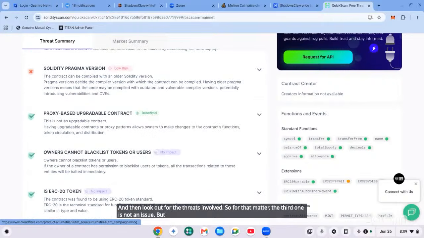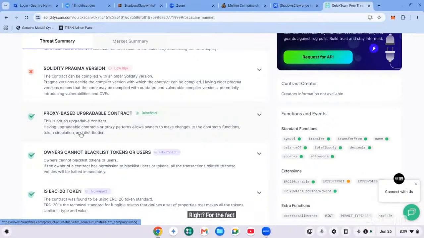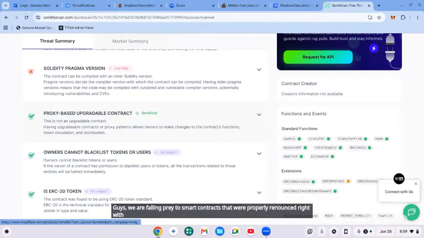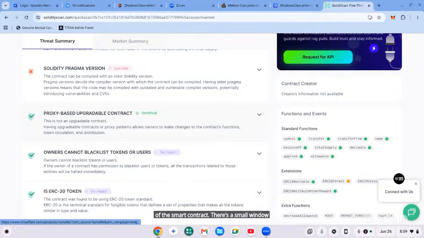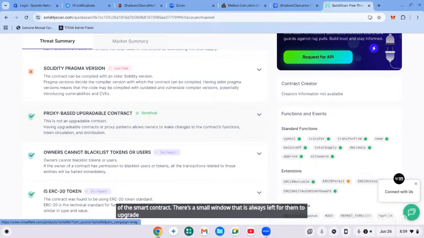But now this is one feature that is very important to me as a person, right? For the fact that this is not an upgradable proxy contract. Guys, we are falling prey to smart contracts that were properly renounced, right, with the keys thrown away, but with a small window left for proxy updates. Let's say if they saw a bug, or if they want to improve on certain areas of the smart contract, there's a small window that is always left for them to upgrade those areas. We have realized that as long as humans are involved and it is money we are talking about, people cannot be trusted to use that window for what it is created for.